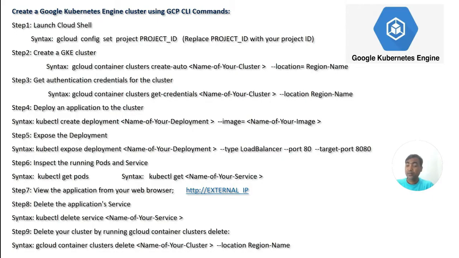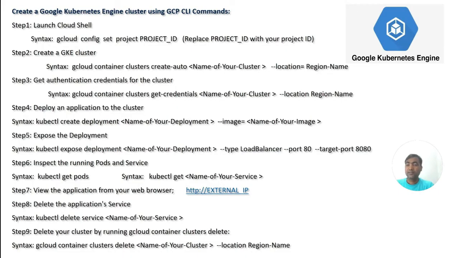Next step, you can authenticate credentials for the cluster. After creating your cluster, you need to get authentication credentials to interact with the cluster. This is the syntax: gcloud container clusters get-credentials, the name of the cluster, and the location represents your region name. Then you can add your region name. This command configures kubectl to use the cluster you created.